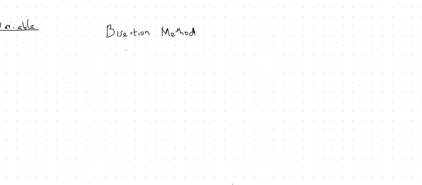So what is the bisection method and what does it entail? What is the principle behind the bisection method? Now, the bisection method is a numerical method for solving equations of the form f of x equals 0. The underlying principle that the bisection method uses is what we call the intermediate value theorem, IVT.